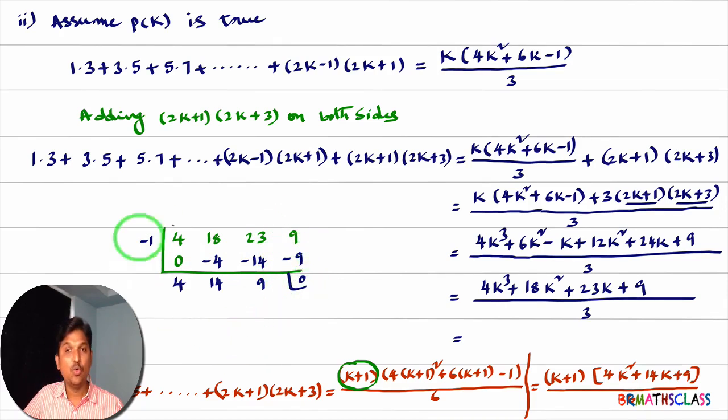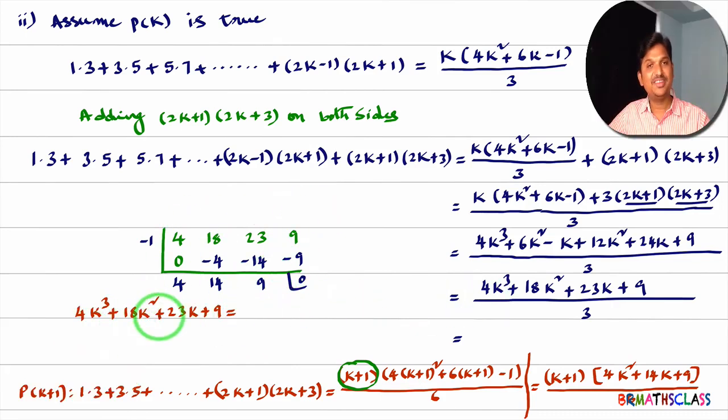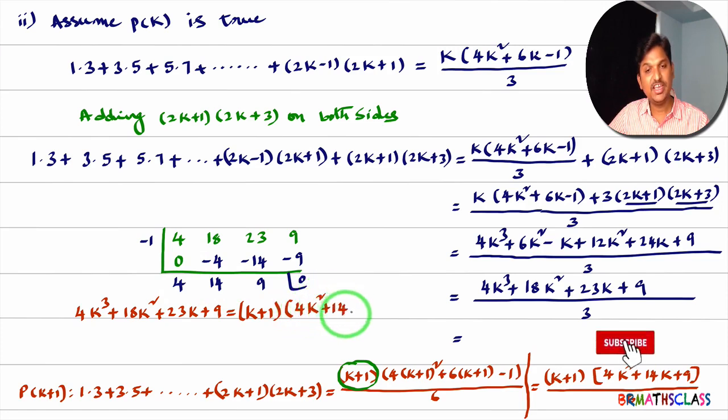You will get 0. What we can write from this? This 4k cube plus 18k square plus 23k plus 9 can be written as k plus 1. Here minus 1 is there, means we will take plus 1. If plus 1 is there, then we will write minus 1. Now you look here, constant term, k square term. What will it be? 4k square plus 14k plus 9.